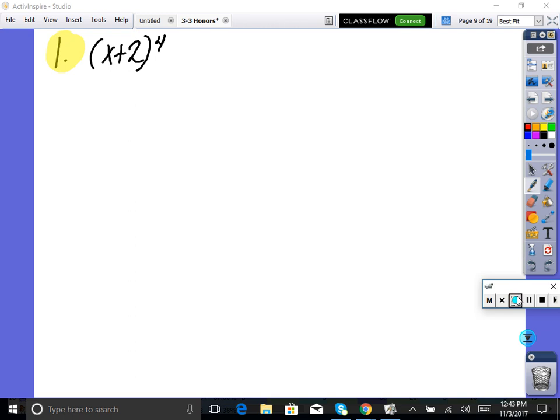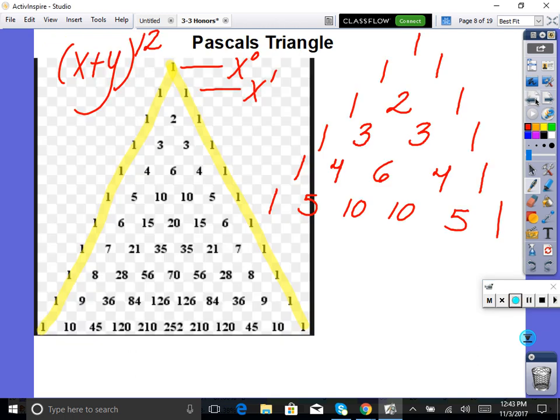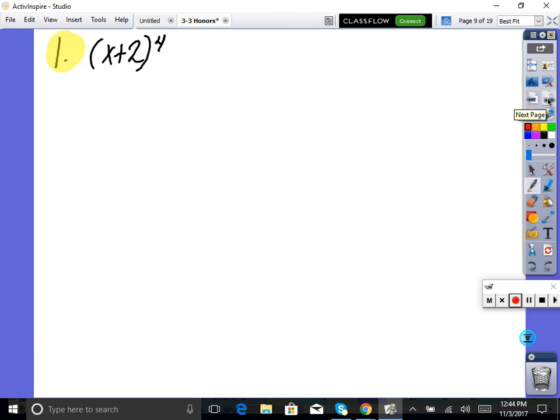So, everybody locate on Pascal's triangle, since we're doing x plus 2 to the 4th, what are my coefficients? Here's 0, 1, 2, 3, 4. There's my coefficients, so we would start writing that out. Giving yourself plenty of room. 1, 4, 6, 4, 1.